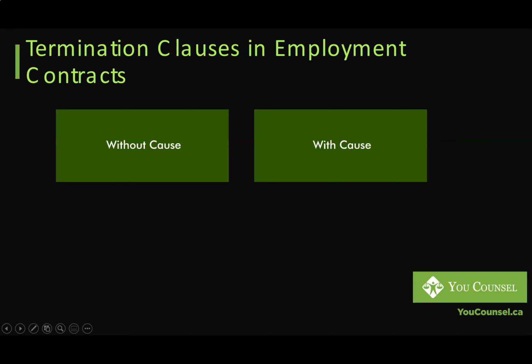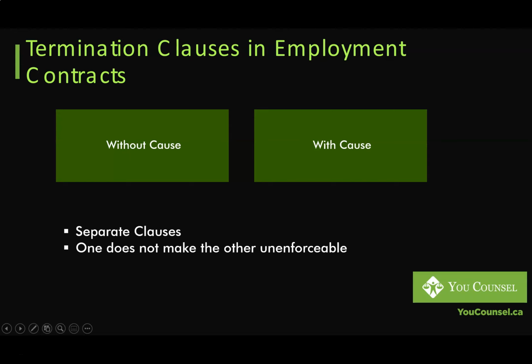Before this decision came out, these two clauses were considered separate clauses by courts. So without cause is a separate clause, with cause is a separate clause. They're dealing with termination, but in two different scenarios. So if one clause is unenforceable, it would not make the other clause unenforceable. For example, if the with cause termination clause was unenforceable because of the language used in that clause, but without cause was fine, and if the termination was based on a without cause dismissal, then the court would apply this particular clause because both clauses were treated separately.